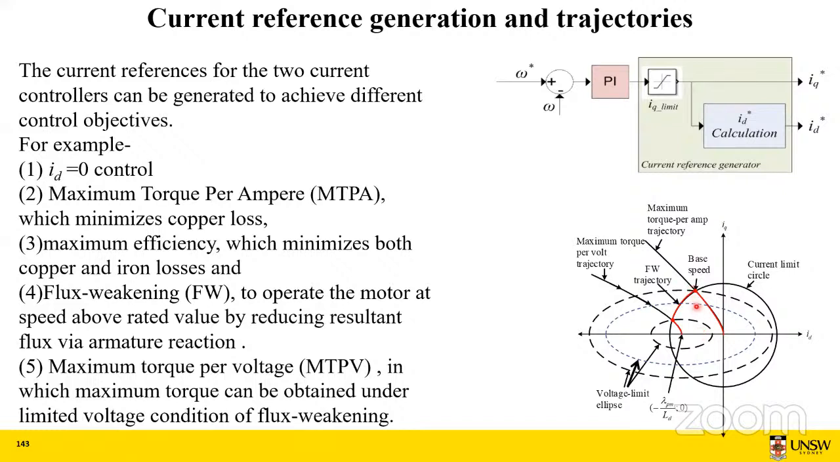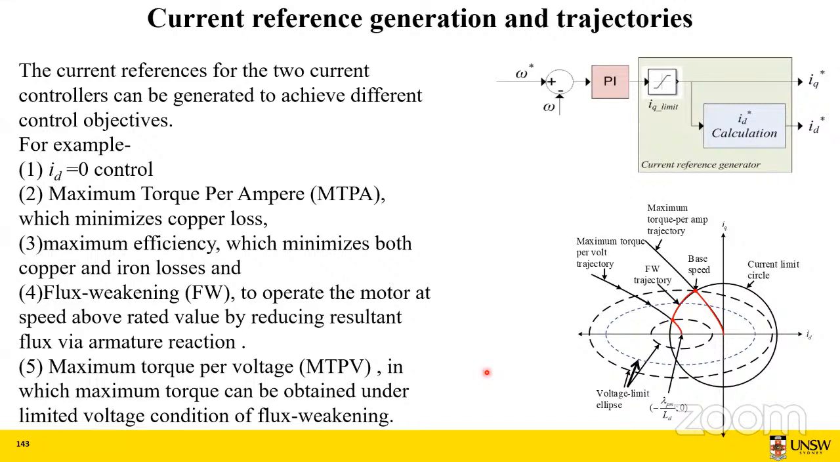But if you increase your ID current and you want to be within the current limit, you may have to reduce your IQ current. So you move from the MTPA point along this red line. This is the flux weakening current trajectory. You can find various values of ID and IQ current along this line, at the periphery of the current limit circle. That's the flux weakening trajectory.